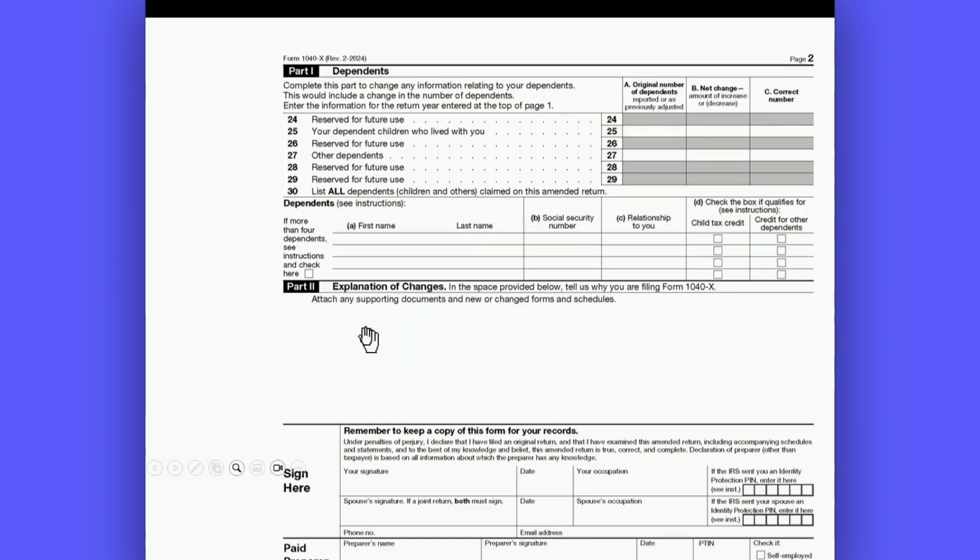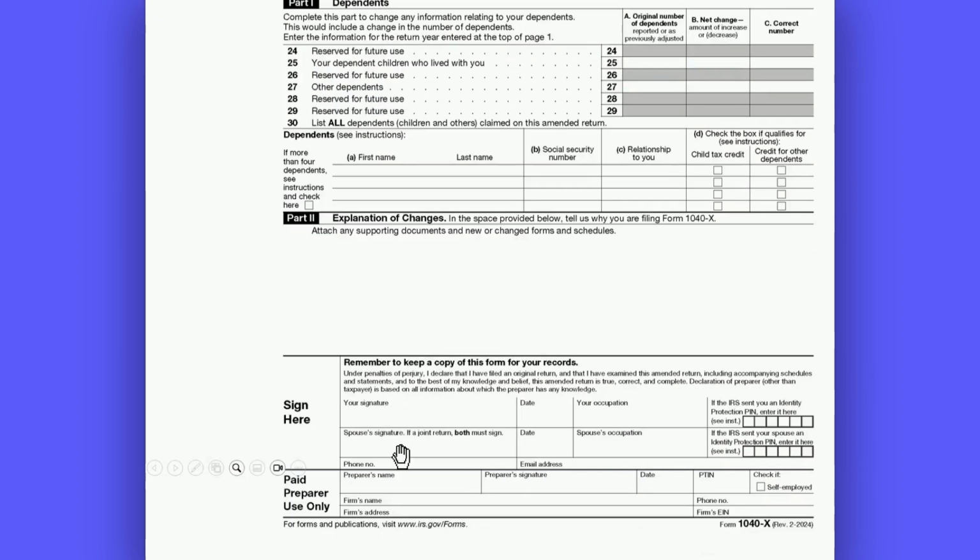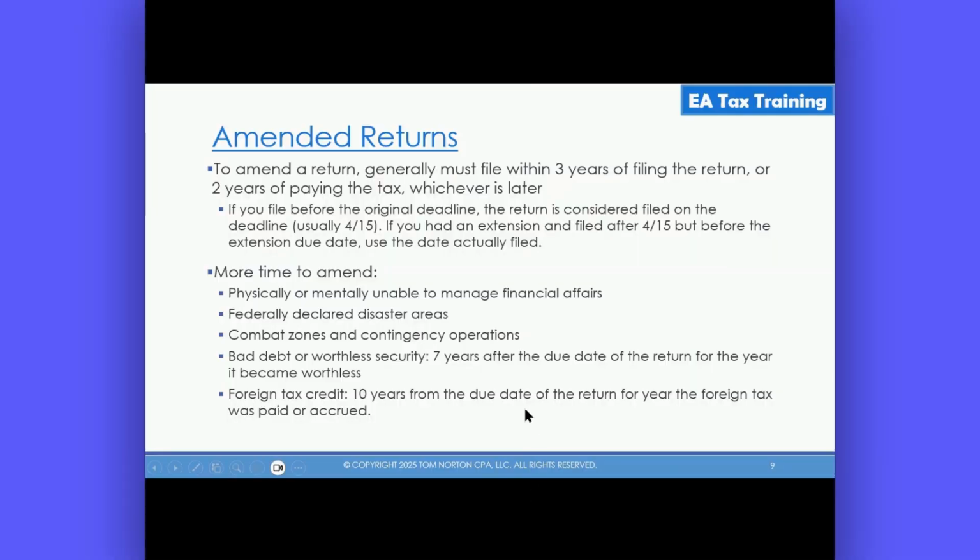This is important. You do need to explain why you are amending the return. It doesn't have to be long, but you do have to give some sort of explanation. And then also you can see it says attach any supporting documents and new or changed forms and schedules. So if you were changing, for instance, Schedule B for interest and dividends, then you would attach a new Schedule B with the corrected amounts. And then, of course, there are the normal signature blocks, which again is done under penalties of perjury, just like the original 1040 was.